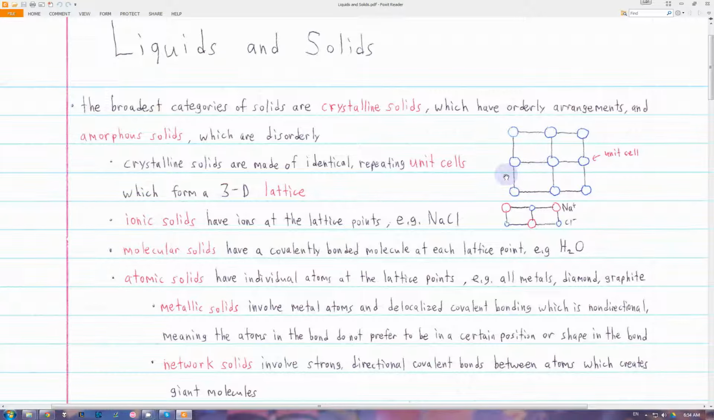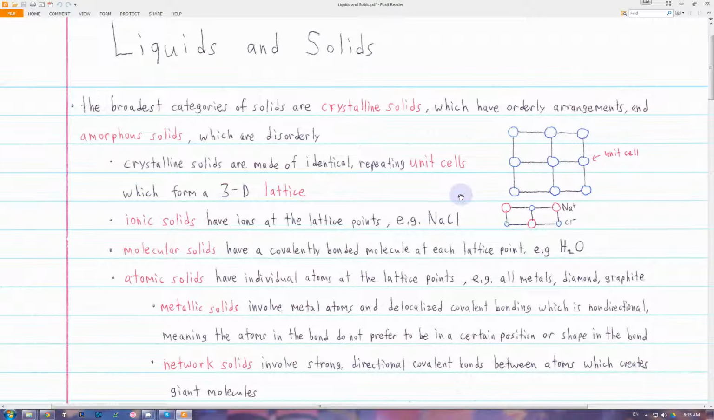Now here obviously it's two-dimensional, but the lattice is in three dimensions. And it's made up of these identical unit cells that keep on repeating in every direction in the lattice. So if you took the lattice of a solid and looked at any 3x3 square, they would basically all look the same.